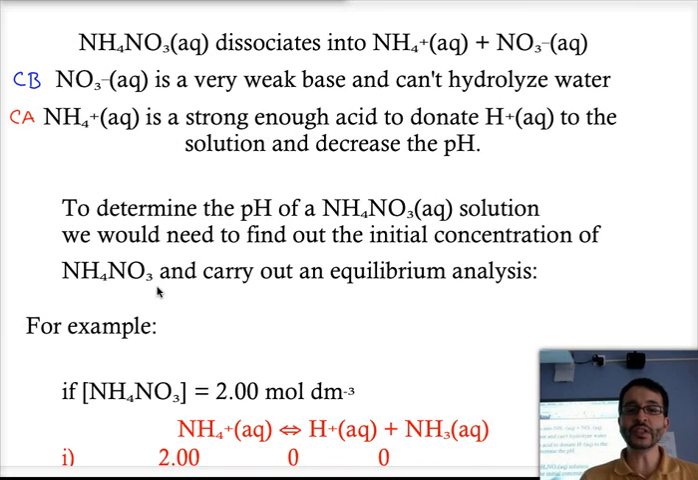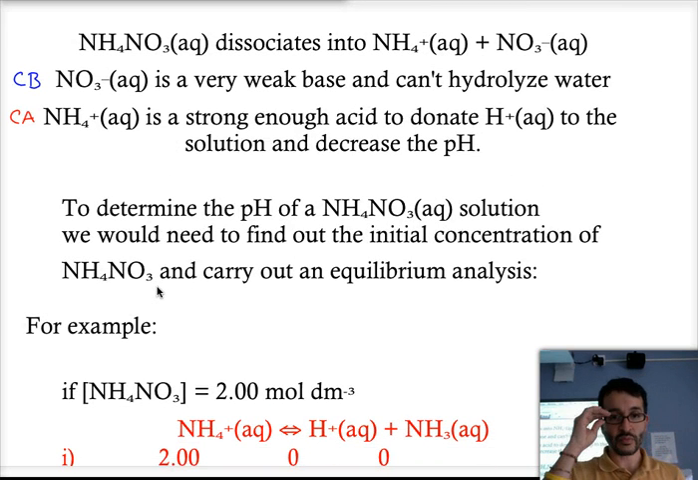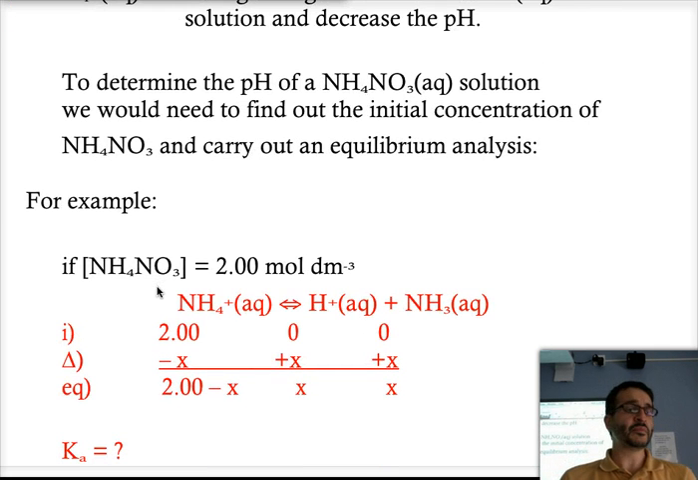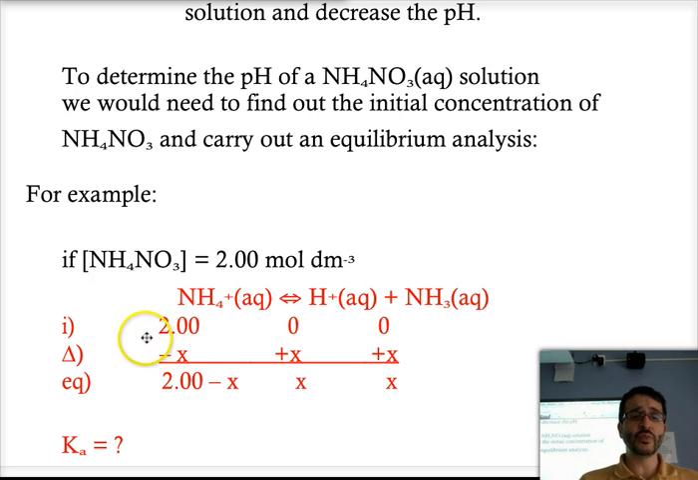So if we wanted to find out the pH of a solution of ammonium nitrate, we need to find out what the concentration of that ammonium nitrate is, and then do an equilibrium analysis as usual. If I say the resulting concentration of ammonium nitrate is 2 molar, I can go ahead and do my usual analysis. I put my initial for the ammonium as 2, 0 for the H+, 0 for the ammonia. Why do I put that?